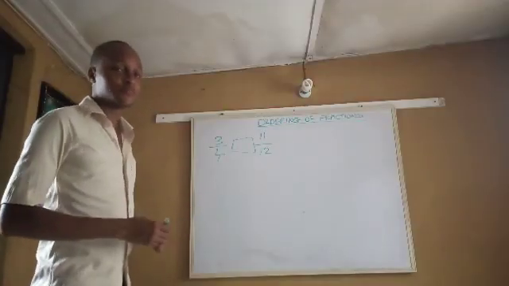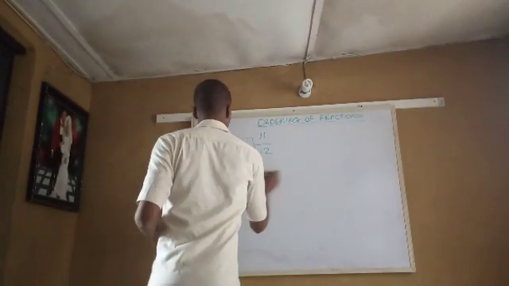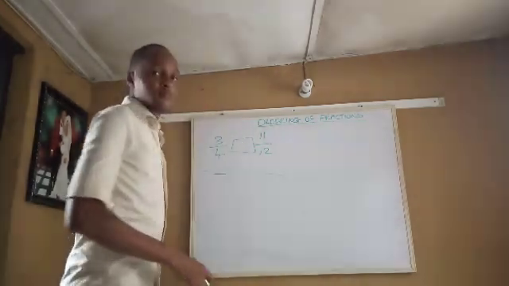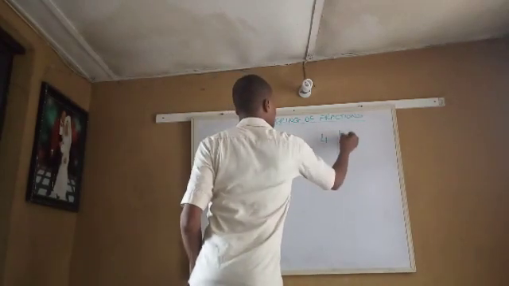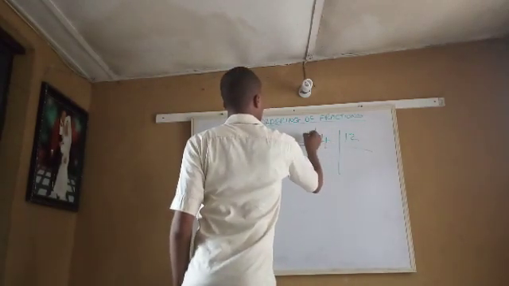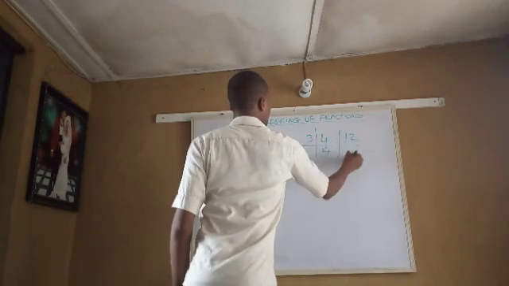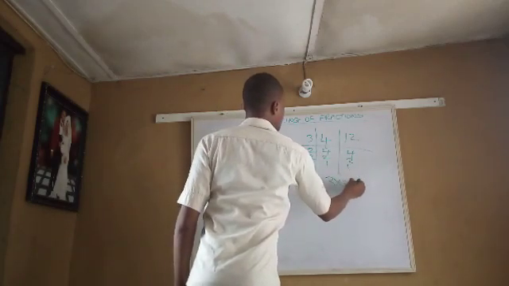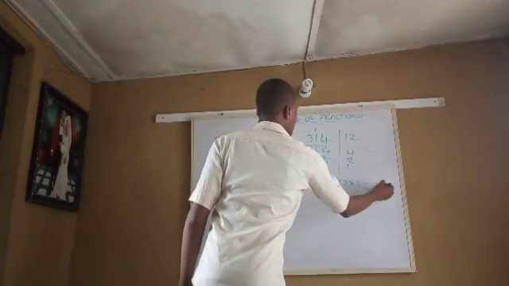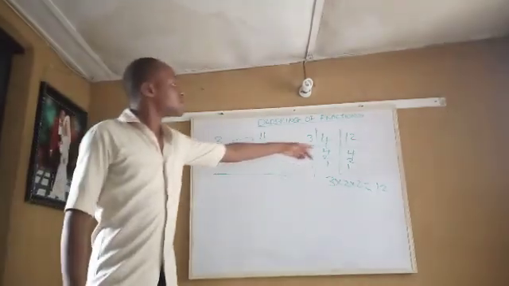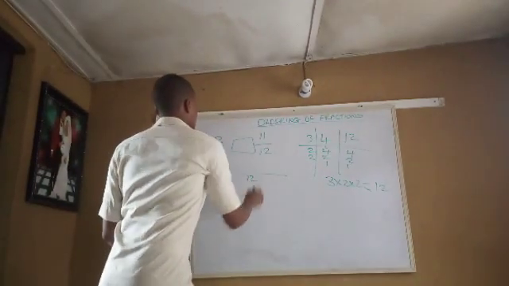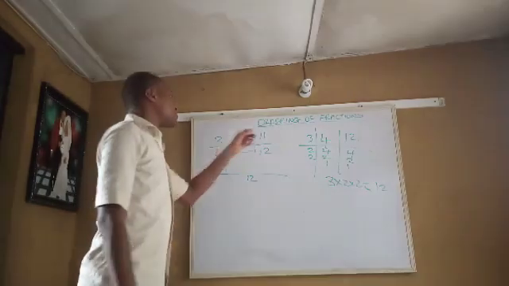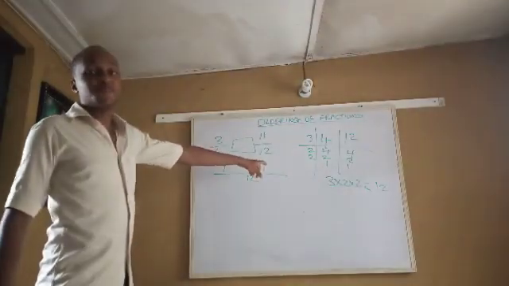We are looking at this example: 3 over 4 and 11 over 12. So find the LCM. 12 is the LCM. 12 divided by 4 is 3, times 3 is 9. 12 divided by 12 is 1, times 11 is 11. 11 is bigger.